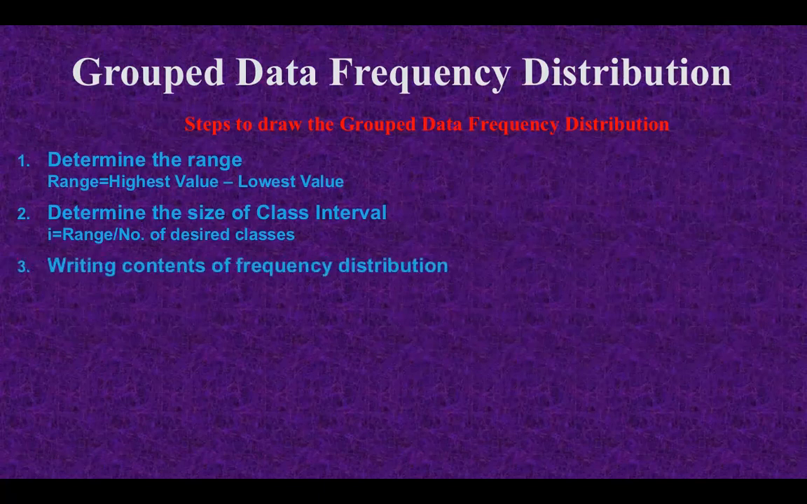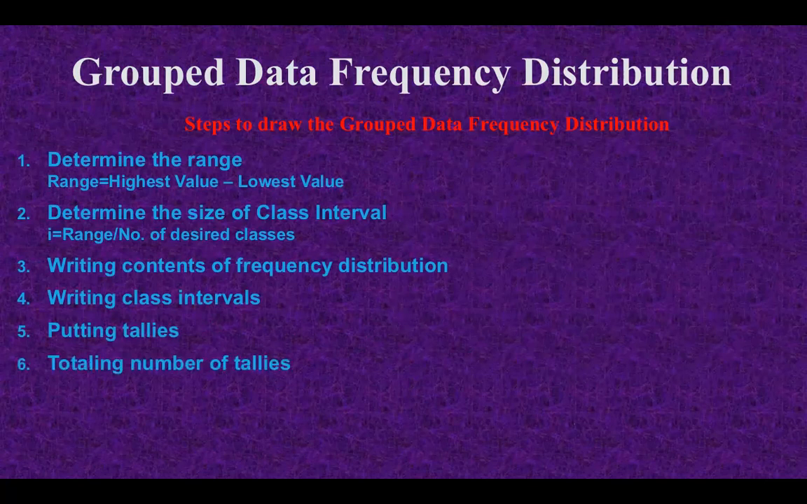Then the next step is to write the contents of the frequency distribution, like column 1, column 2, and column 3. Next step is to write the class intervals. Next, we put the tally marks, then total the tally marks, and then check the total number of the frequencies.